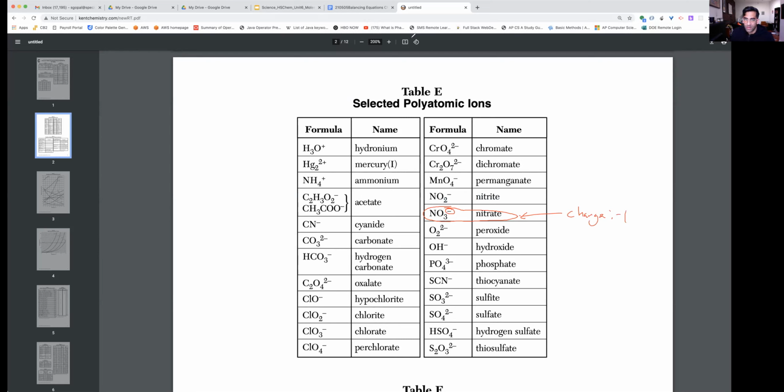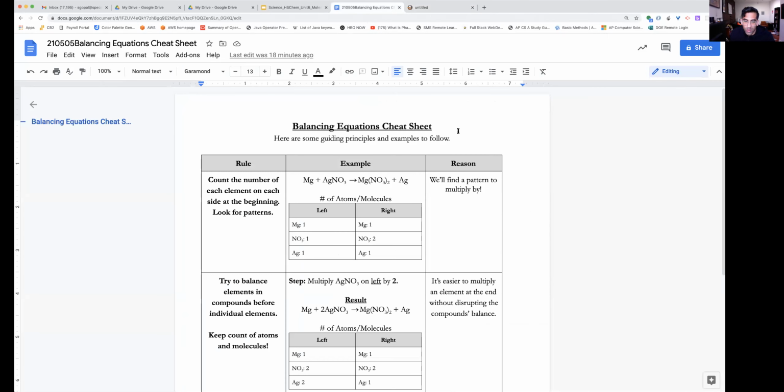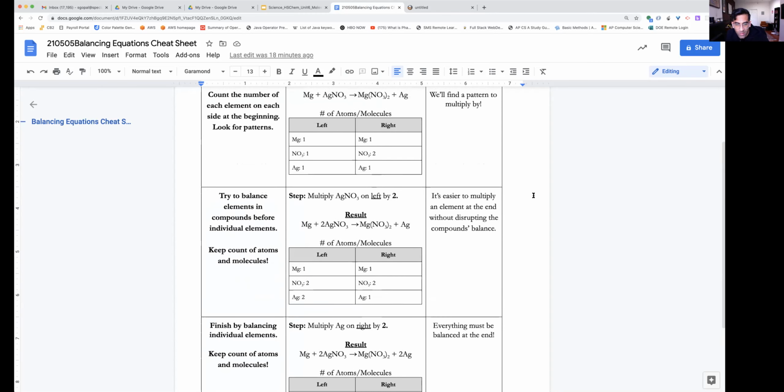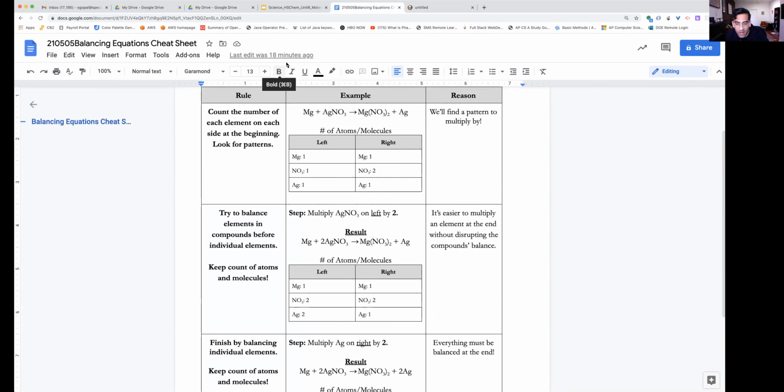All right, so I'm going to clear this. Now, you could balance this equation without knowing these things, but it is very helpful to know how we got to this unbalanced state. So we look for a pattern to multiply by once we figure out the number of atoms or molecules on the left and on the right. All right, so if we go down here, we can see that the only thing that is unbalanced is the nitrate right now. And so I have to multiply this entire AgNO3 by a number in order to balance this.